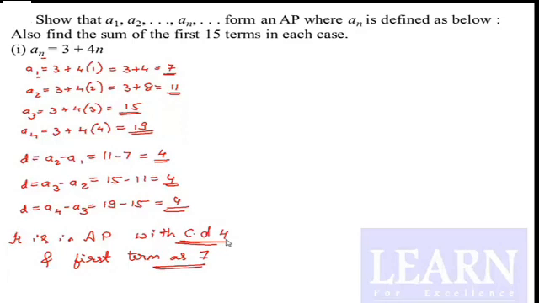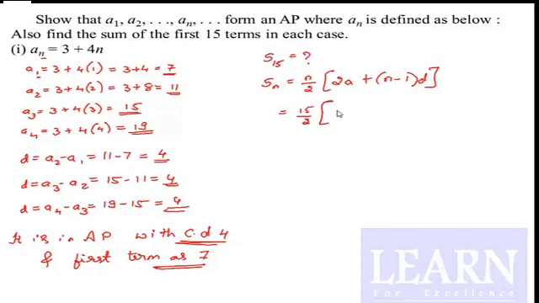Now they ask to find the sum of the first 15 terms in each case. Okay, now we need to find the sum of 15 terms. S15 is equal to what? How to find the sum of n terms? Sn is equal to n by 2 into 2a plus n minus 1 into d. So Sn is equal to 15 by 2 into 2 into a, the first term is 7, 2 into 7, plus n minus 1, n is 15, minus 1, into d, which is 4. The common difference is 4.